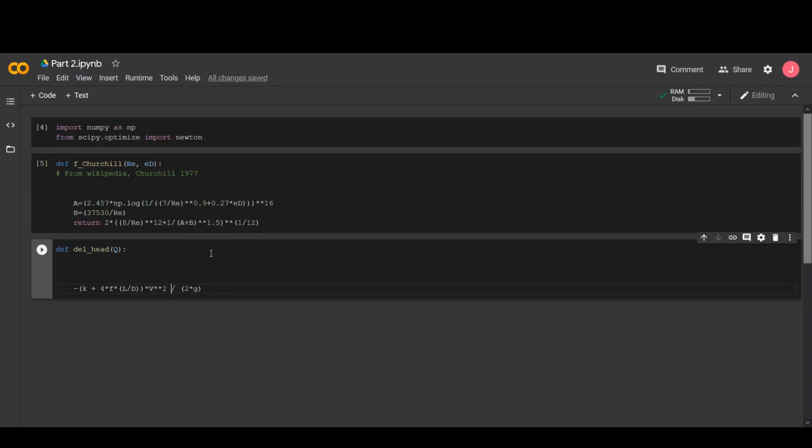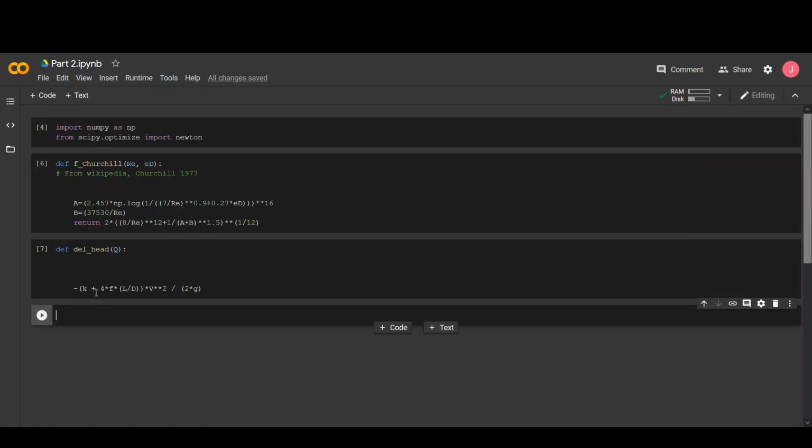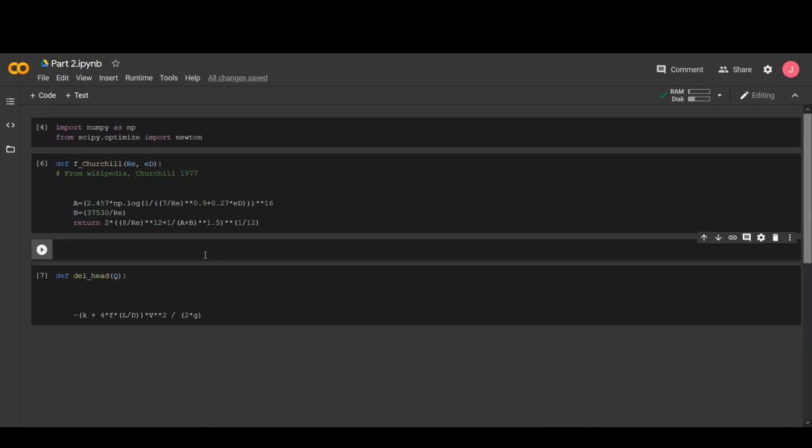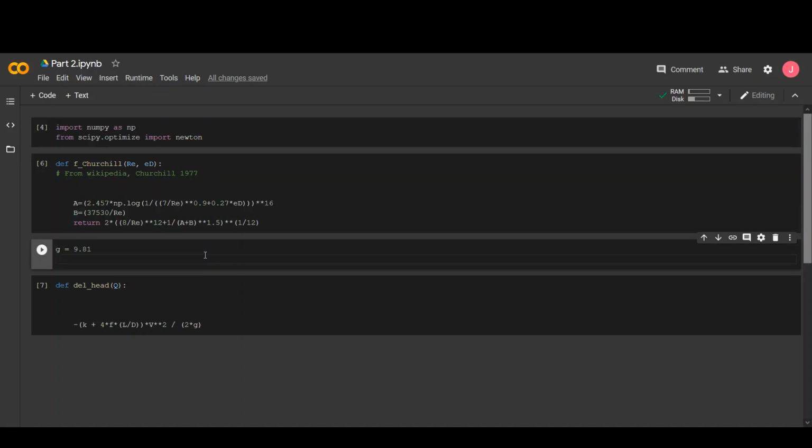So looking at this, if we're saying that we need all these values for this to work, let's give some values here. So we know gravity, that's 9.81 meters per second squared.